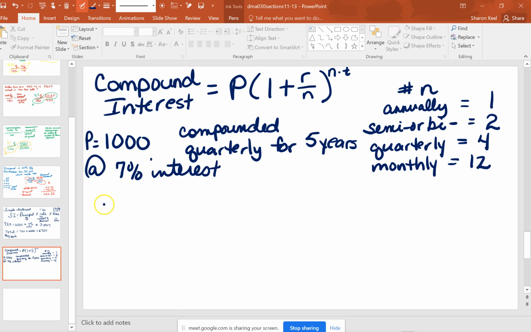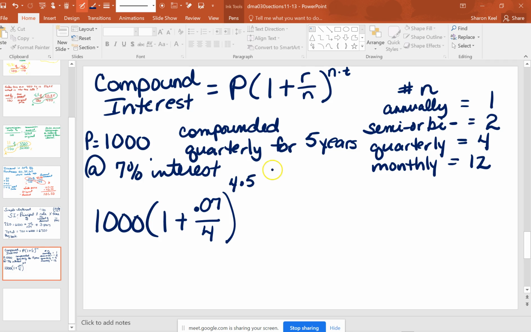So if I'm going to solve this problem, I'm going to have a principal of 1,000, 1 plus, my rate is the percent. So 7% is a 0.07. Quarterly means 4 times a year, so I'm going to have 4 in the denominator. My exponent is going to be 4 times 5, or you can actually type 4 times 5 or use the number 20 for your exponent.